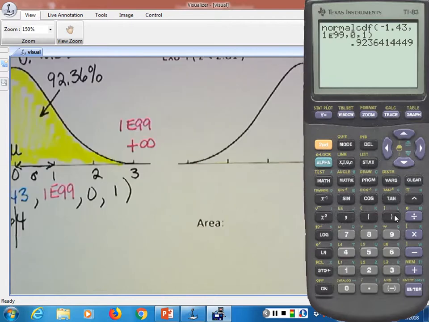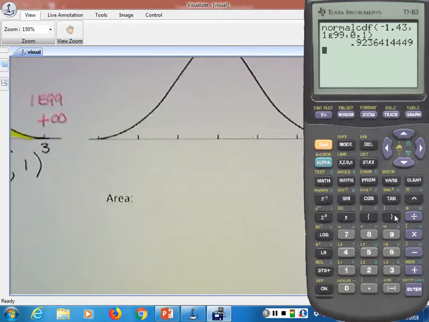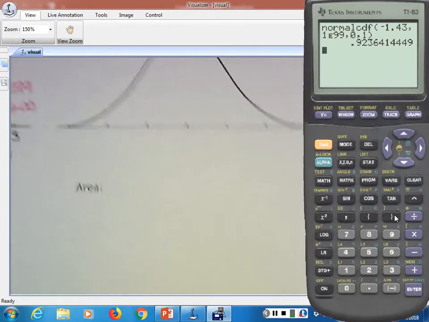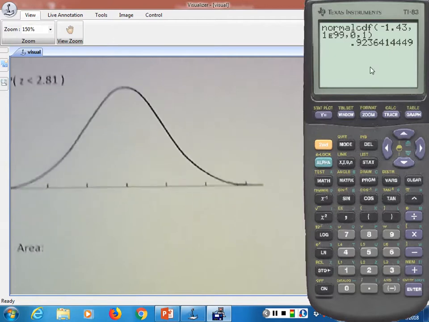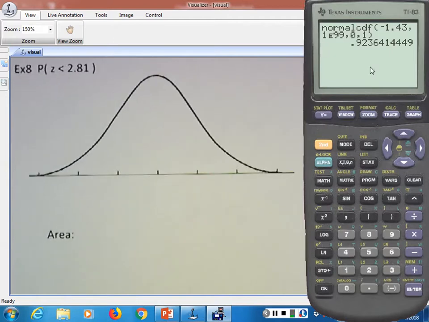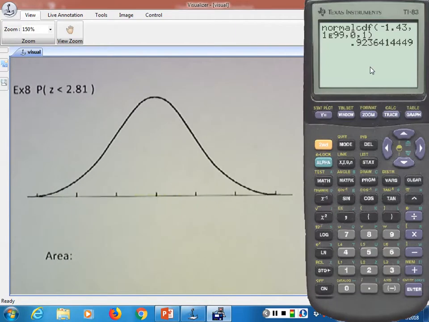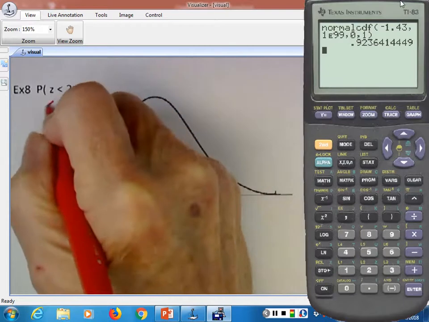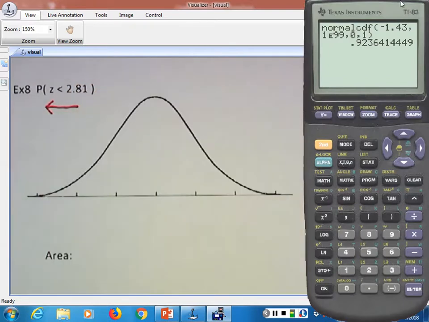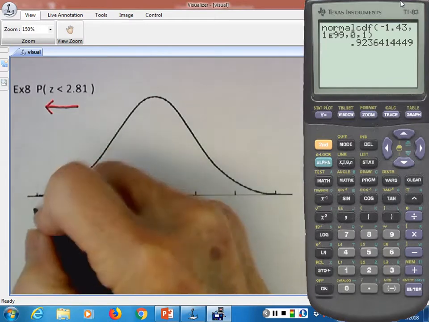Okay, we're going to do one more example, then we're going to move on to doing this process backwards, because the process works forwards and backwards. So this one says the probability that Z is less than some number. That means we're looking for an area that's going to be to the left of that number. And that number itself is 2.81.